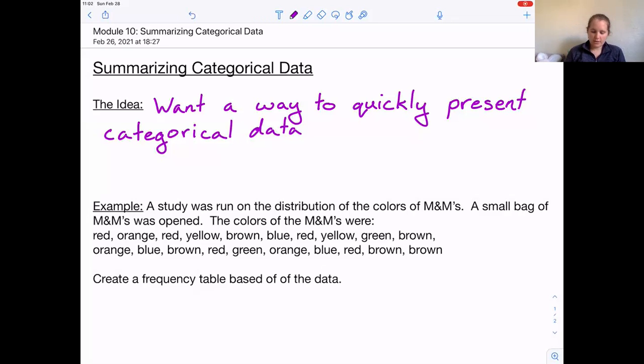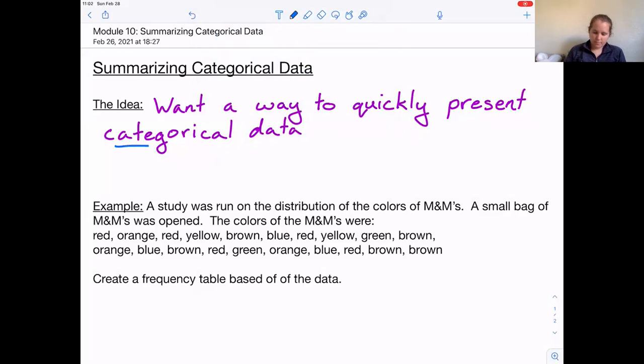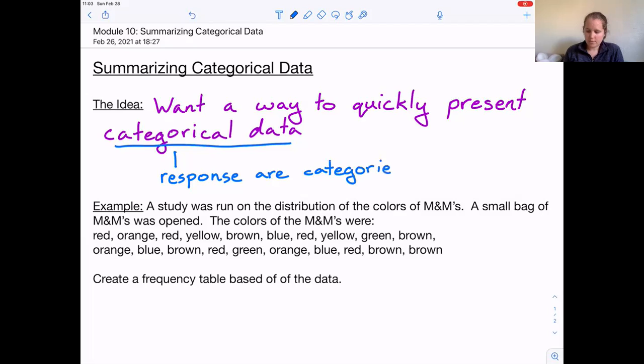And just a reminder, when we are referring to categorical data, we are referring to data variables with responses that are categories, not numbers.